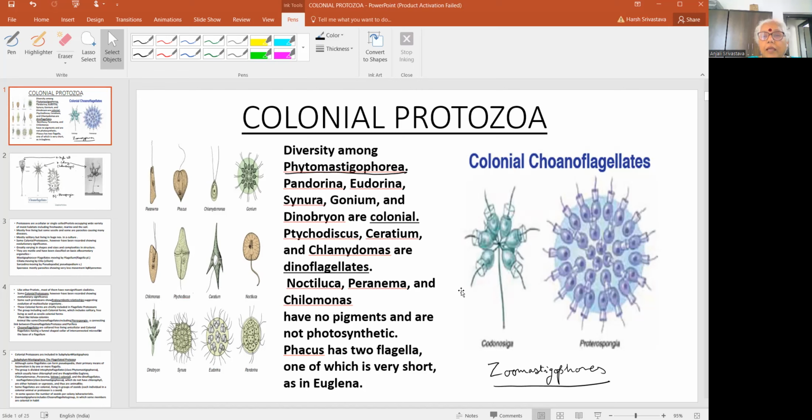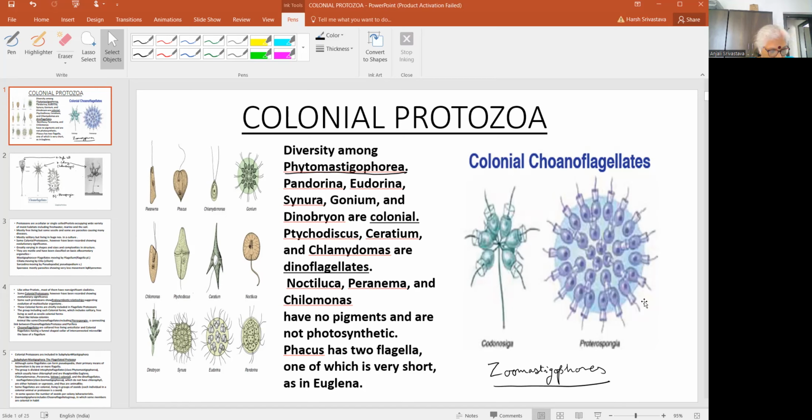These are the animal-like colonial protozoans, which are collectively placed in a group called the choanoflagellates. However, all the choanoflagellates are not colonial. There are three specific families of the colonial choanoflagellates. This is the Codonosiga, then Proterospongia, and Acanthoecida is there. The three groups are there in this group.